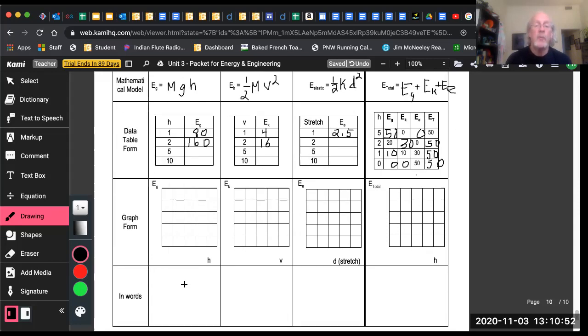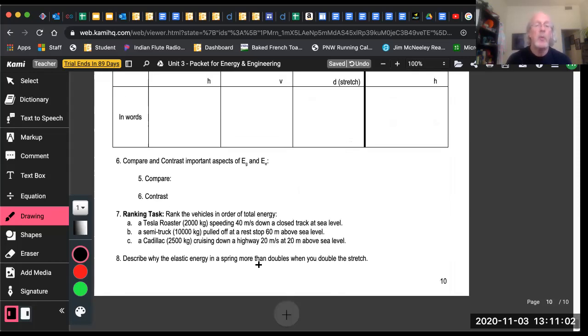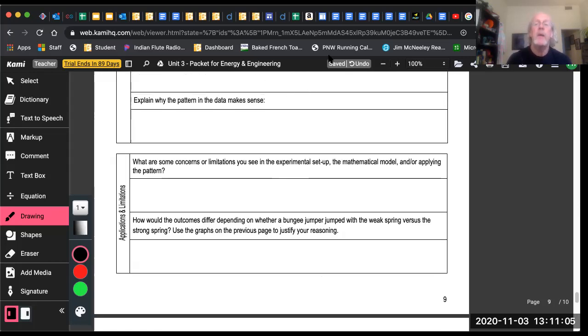I want you to go through, figure up some graphs from this, and then tell me the pattern, whether it's horizontal, linear, quadratic, or inverse. And then answer these last few questions at the end.